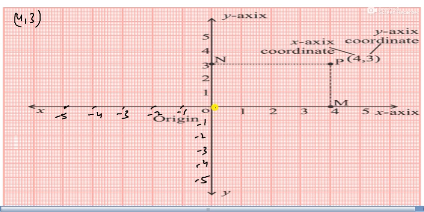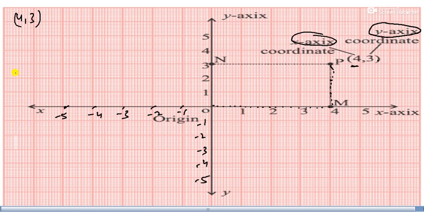First you move on the x-axis in the positive direction, and then y goes up: 1, 2, and 3. So your point is 4, 3. The first coordinate is the x coordinate, and this one is the y coordinate. So always remember, the first one is called the abscissa and the second one is called the ordinate.